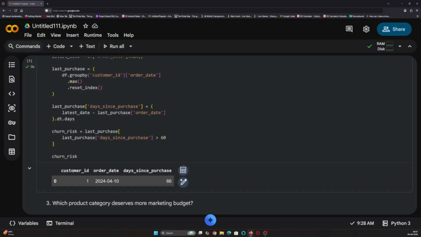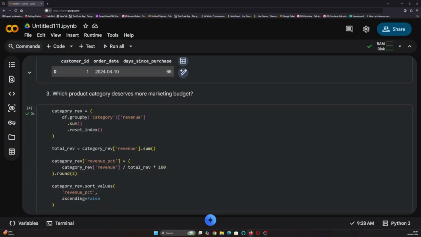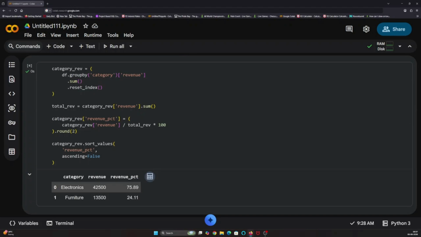Moving on to the third problem statement, which product category deserves more marketing budget? Marketing budgets are limited. Management will be asking which categories generate the most revenue. Here, we group by category, calculate the total revenue, then compute each category's percentage contribution. So how will the business interpret this? If electronics contributes 60% of revenue and furniture contributes 15%, management may decide to allocate more budget towards electronics. Data-driven marketing decisions are far better than assumptions.